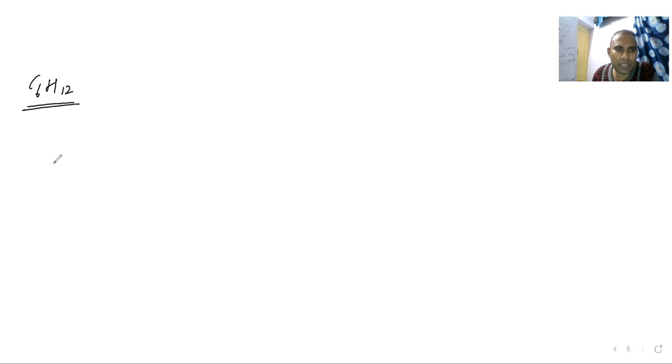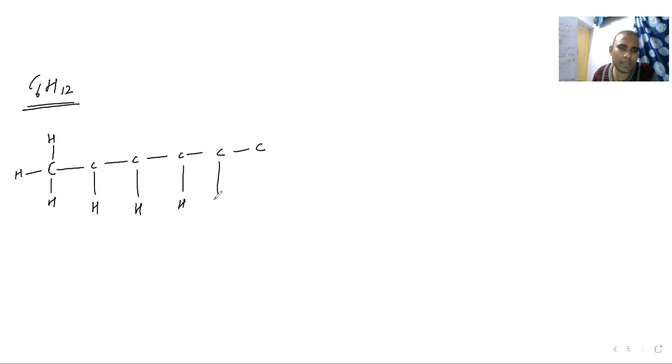Firstly, see how you can understand. The carbons are there: 1, 2, 3, 4, 5 and 6. Now see how many hydrogens are there. 12 hydrogens are there. So 1, 2, this is 3. Here I am writing 4. This is 5, this is 6, this is 7, this is 8, here is 9, here is 10.